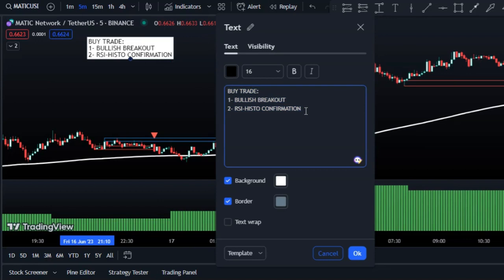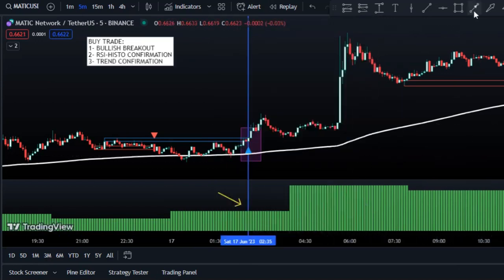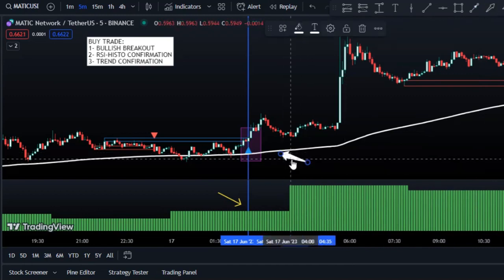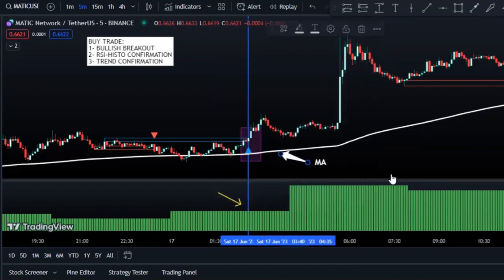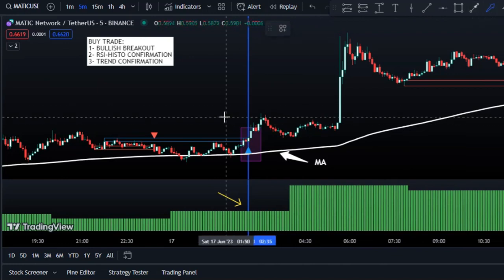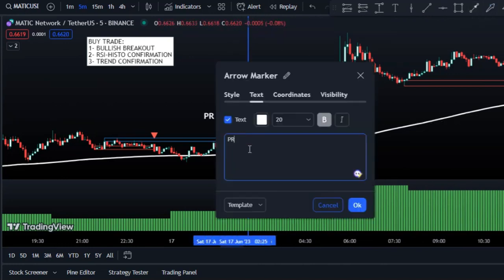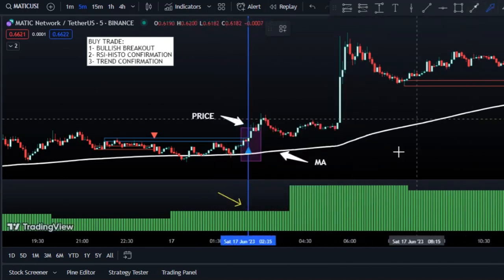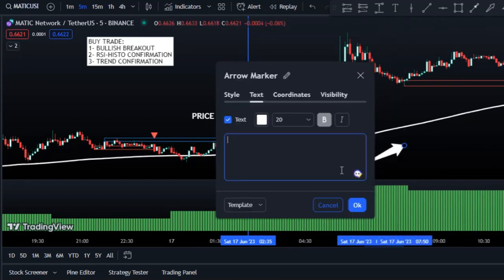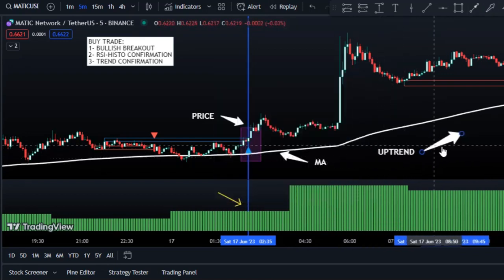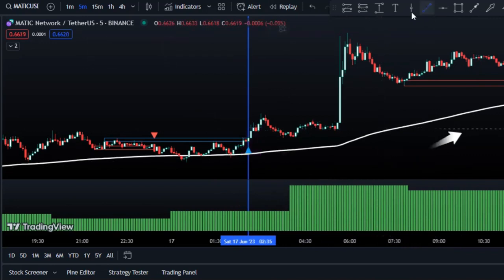And lastly, make sure the price is above the moving average, indicating an upward trend. So if the price consistently stays above the moving average, it adds further support to your trade entry decision. So once you've checked off all these conditions, you can enter the trade at the closing price of the candle.